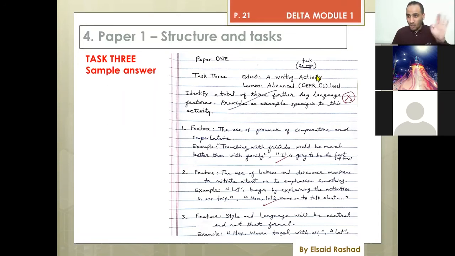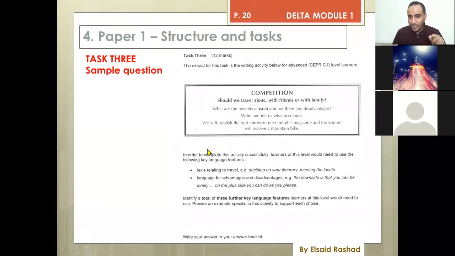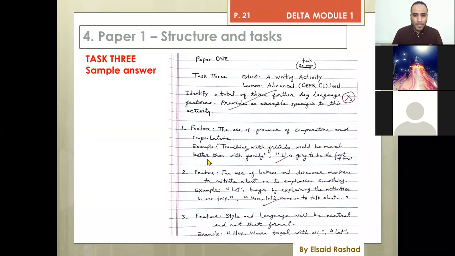A writing activity, don't. Learners advanced CEFR C1, don't. Keep it in your mind and in the question paper. Just go directly to feature 1, feature 2, feature 3. All right. So one of the features I mentioned was the use of grammar of comparative and superlative. And I gave an example from the text from here. Another feature was about the linkers and discourse markers. The third one was about style and language.